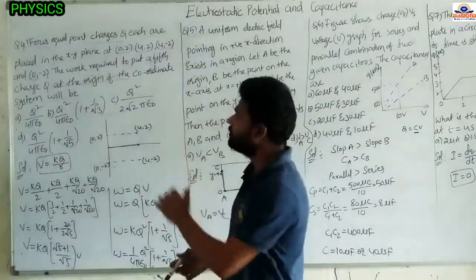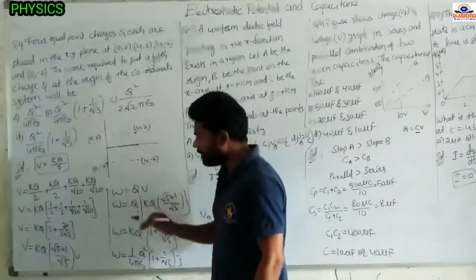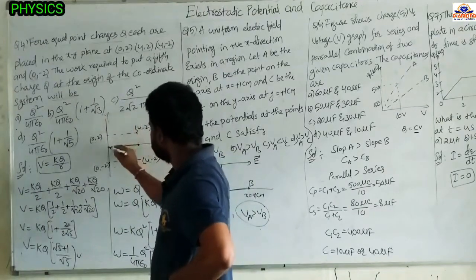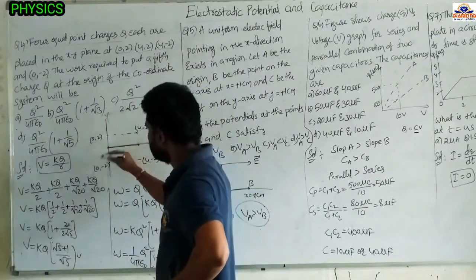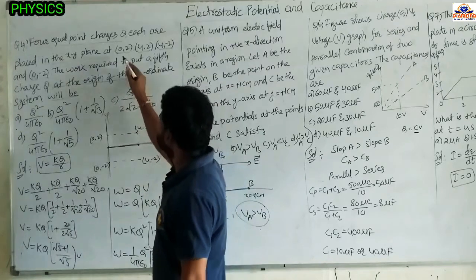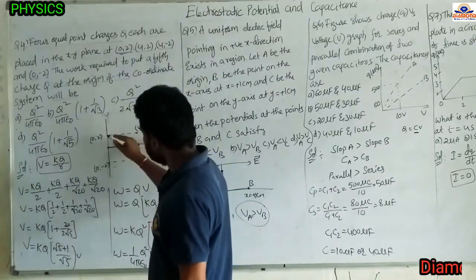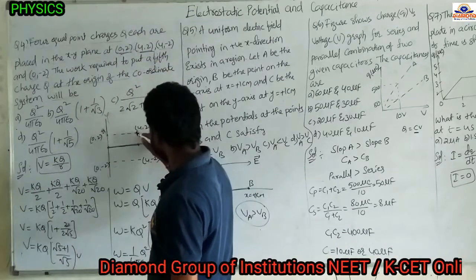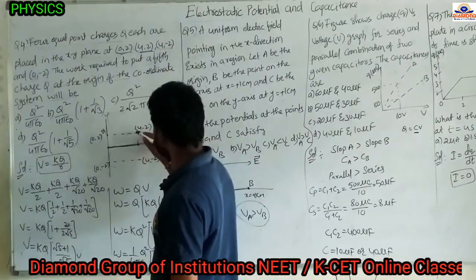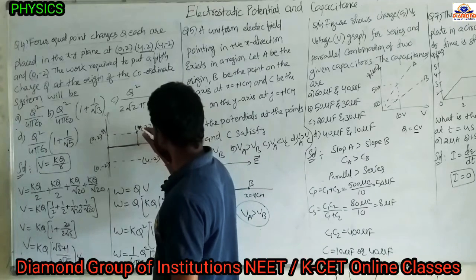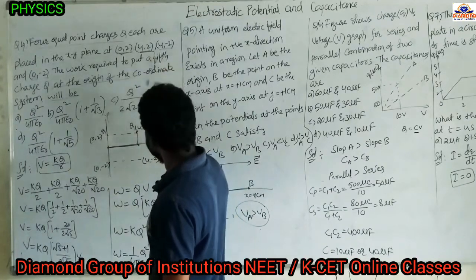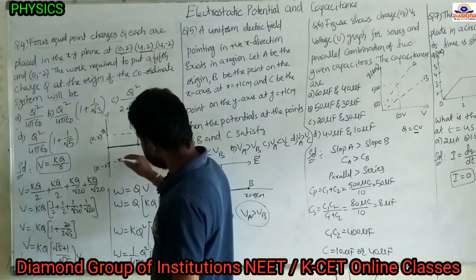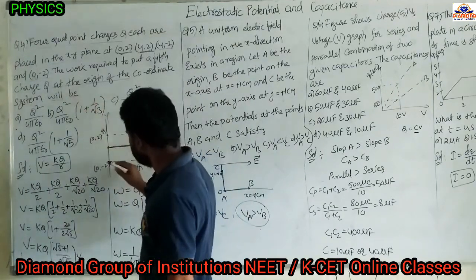According to that question, this diagram is not given, so I am drawing the diagram. This is the y-axis, this one is the x-axis, and this is the origin. First charge is at 0, 2; here first charge Q. Second charge is at 4, 2; x is 4, y is 2, and the charge is Q. The next one is 4, minus 2, here the charge is Q. And the next charge is 0, minus 2.